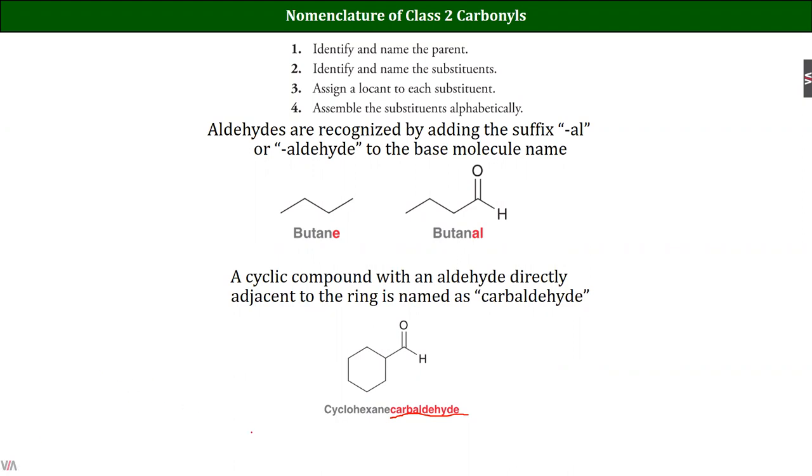And they're fairly uncommon because generally this is going to have a common name. If it's a common molecule, very rarely would somebody actually call it cyclohexane carbaldehyde. I don't know what this one's common name is off the top of my head, but I almost guarantee that there is one.